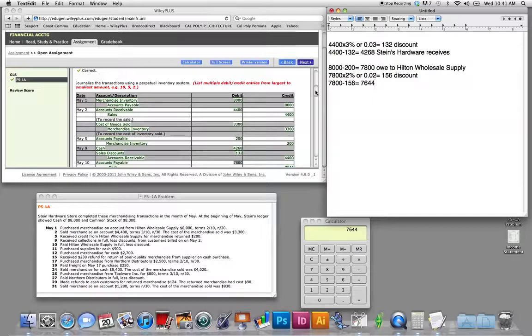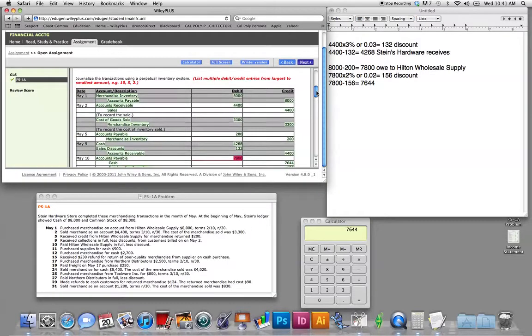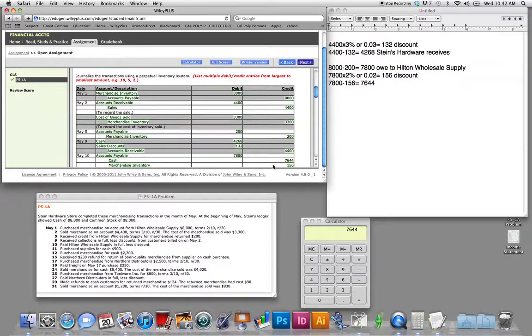So we are going to be crediting our cash account because we're taking out the $7,644 of our account to pay Hilton Wholesale Supply. So here's cash, and our credit is $7,644. Now we also need to take into account the discount. Now instead of doing a sales discount, since we're not giving the discount, we're receiving the discount, we take the discount out of our merchandise inventory. So that's the account that's going to be credited for our discount that we're being received.